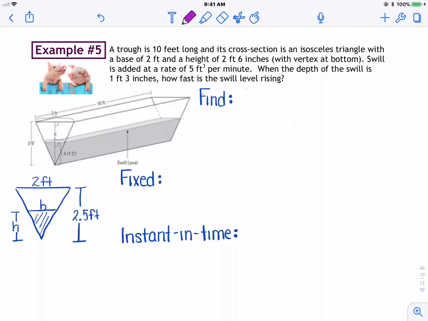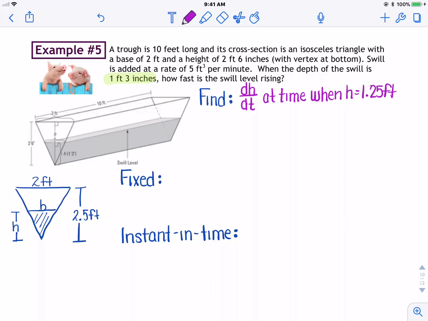As you read through, they want to know, how is the swill level changing? How fast is it changing? dH/dt, at a time when its height is exactly 1.25 feet. And I would switch to 1.25 feet because with feet and inches, we're going to have a units issue. So stick to 1 unit, and 1 foot 3 inches goes nicely into a decimal number of feet.